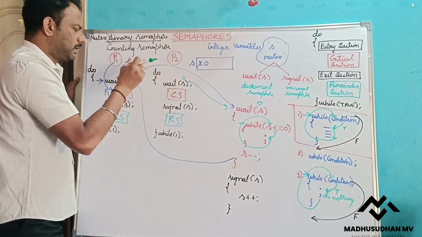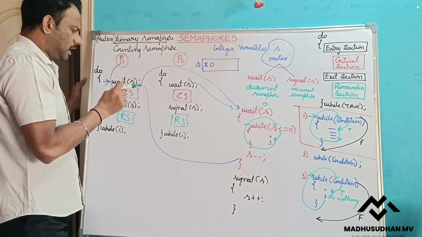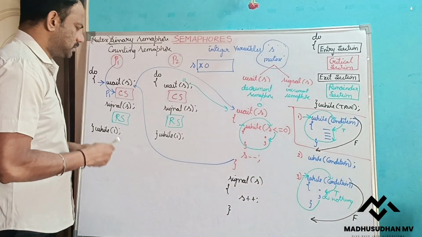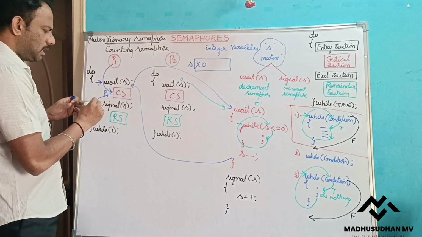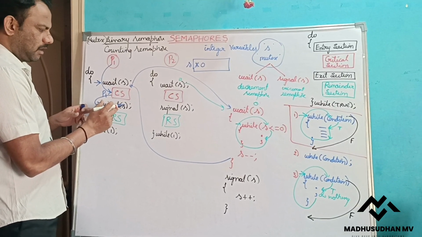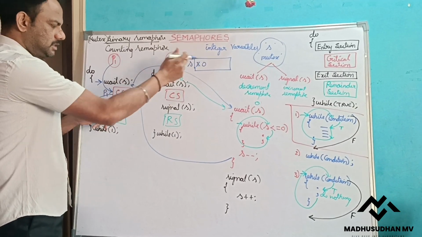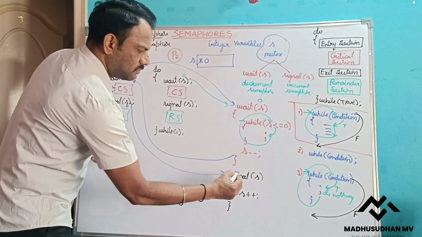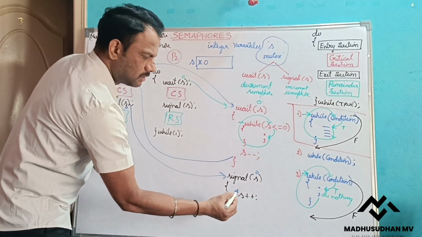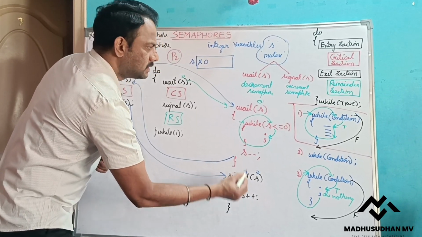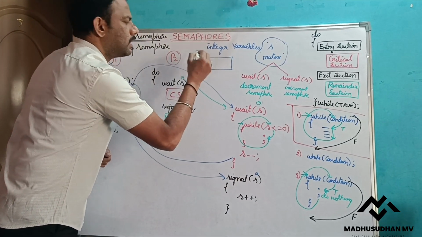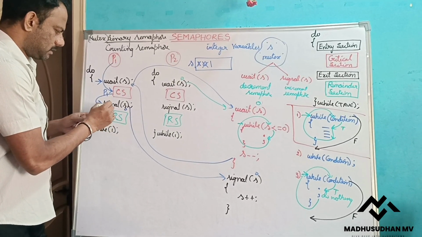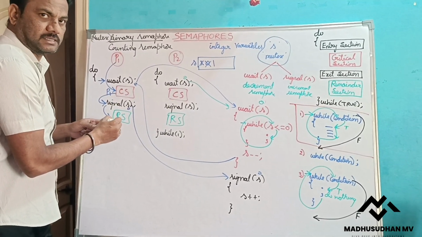Now it is blocked. After some time, assume P1 completes its operation in the critical section and wants to come out. Once it comes out, I go to signal of s. The s value is 0, and it sends 0. Control goes to the signal function, where s is 0, and comes inside, s plus plus. That means s becomes 1. After that, it comes out of the signal and is in the remainder section.